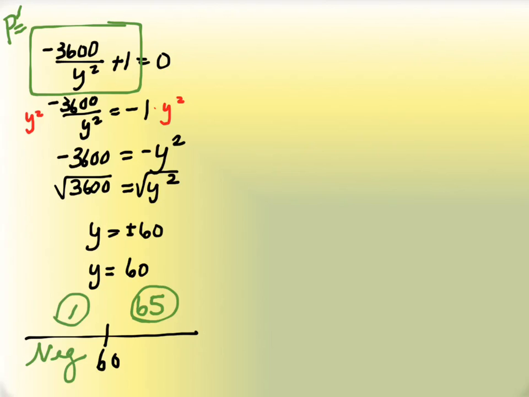So put in 65 squared. Is it still negative? I hope it's positive. Double check it. So if we put in negative 3,600 over 65 squared and we add 1 to it. Did anybody actually test it?